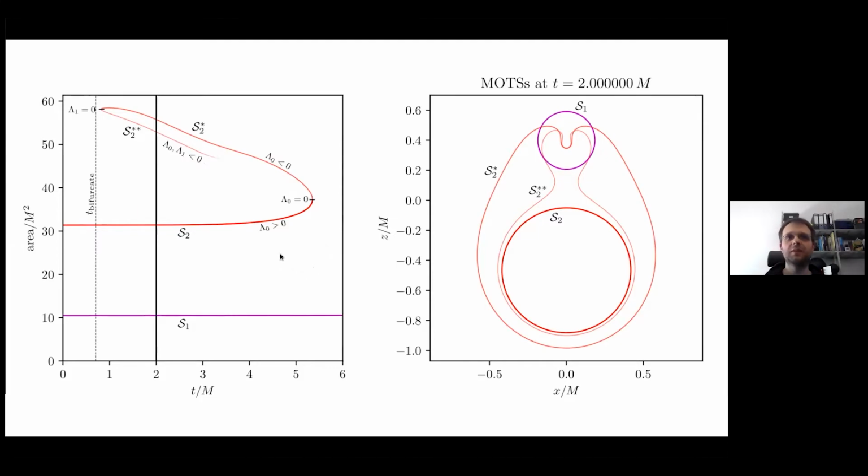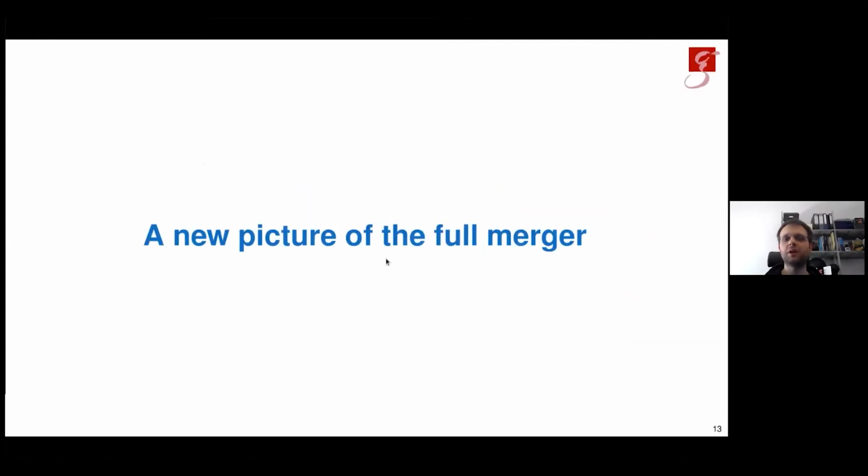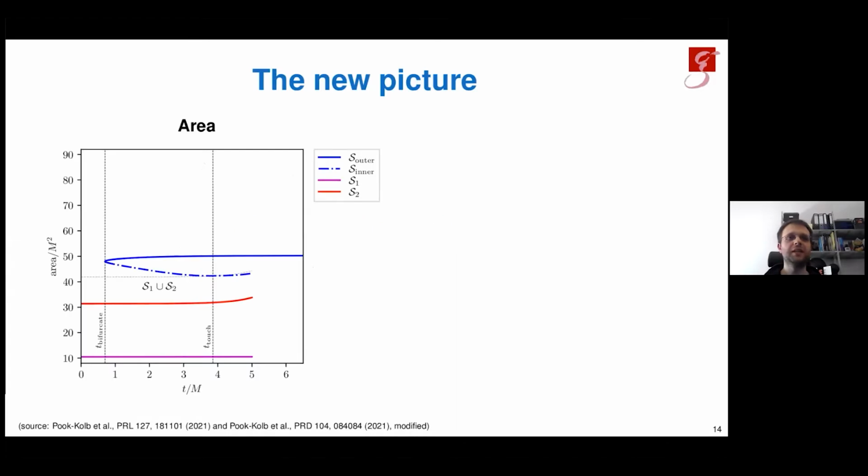Okay, now that we've taken a look at the larger individual horizon, let's take a look at the full merger and try to establish the full picture, so to say. And here again, we start with the areas as functions of time of the different horizons. And we can now complete this curve. I don't know if many of you have seen such a picture already. That's the usual thing you see, the outer horizon having larger area than the two individual ones, even larger than the sum of the individual ones.